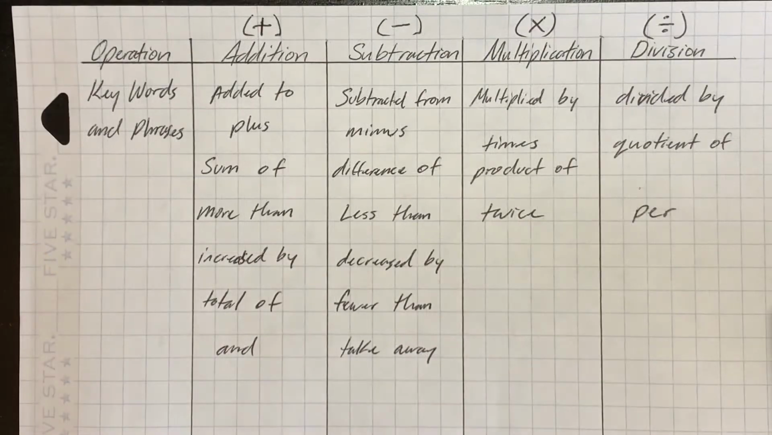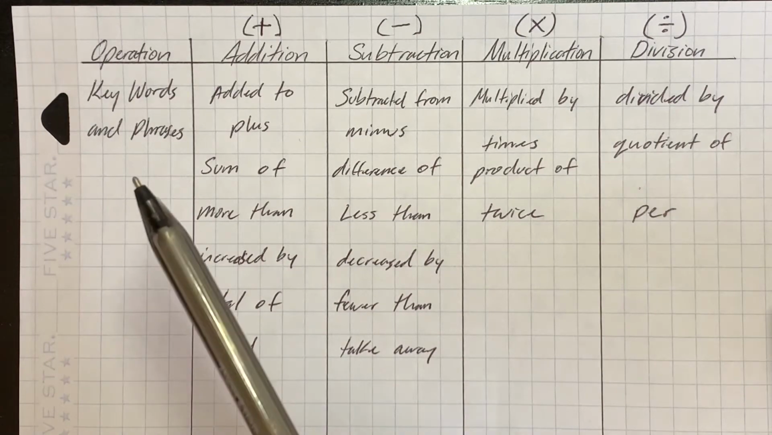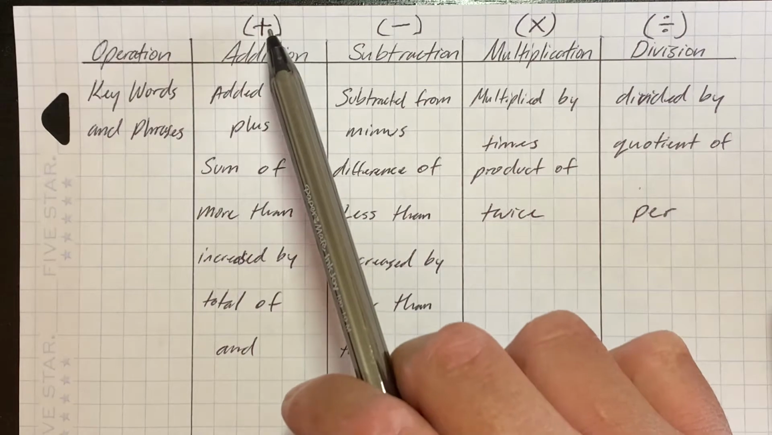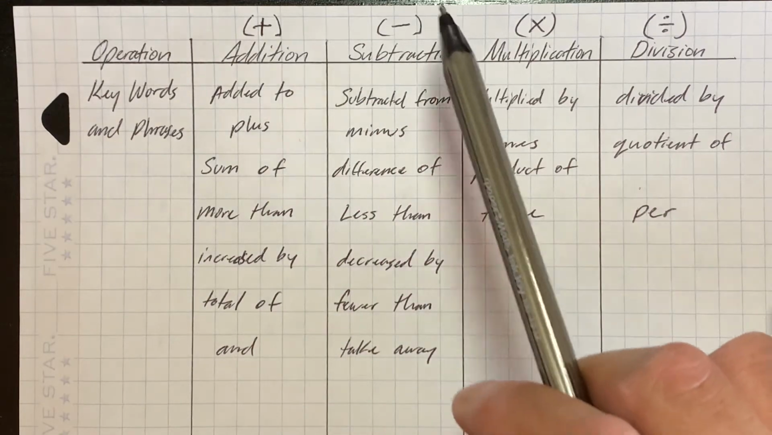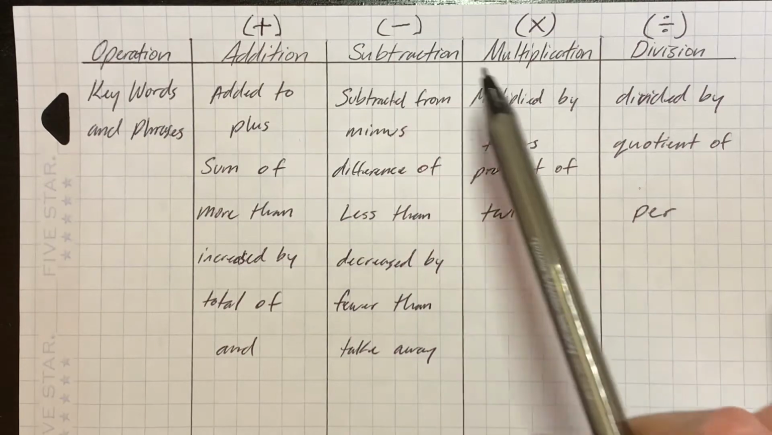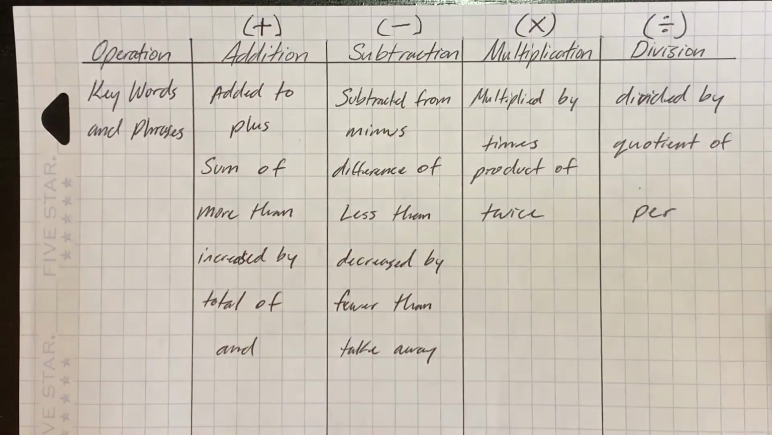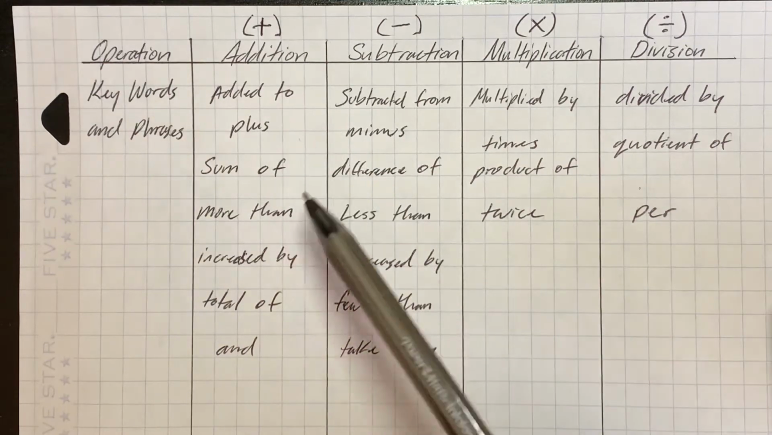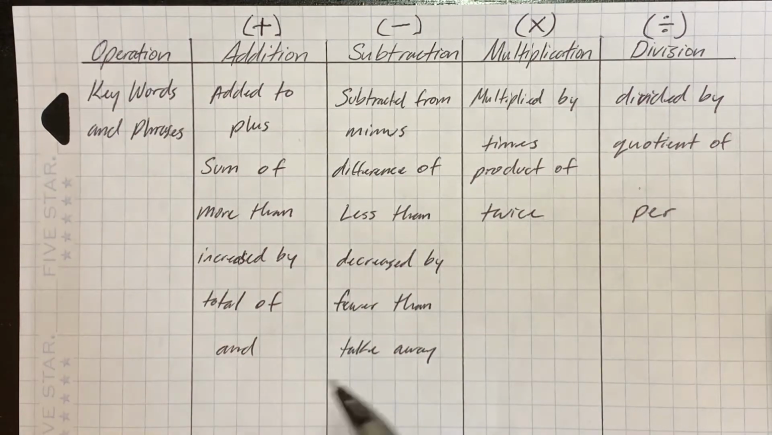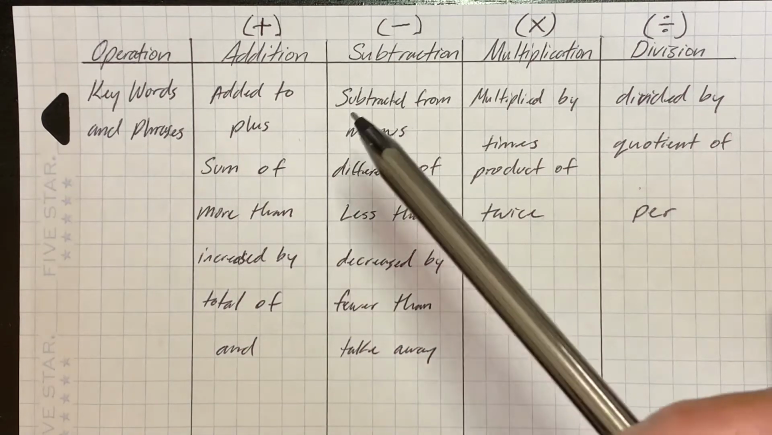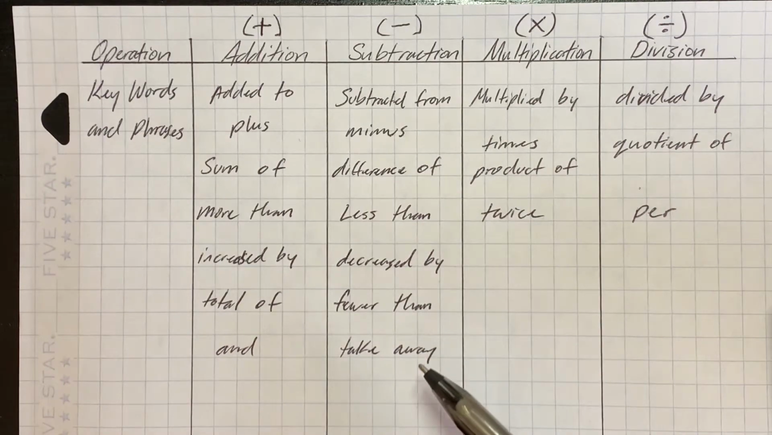To continue with mathematical literacy, here we have different operations. We have addition with the operator sign, the plus sign. We have subtraction with the subtraction symbol, multiplication, and division. Now in operation, we're going to look at keywords and phrases. Whenever you hear added to, plus, sum of, more than, increased by, and total of, they all tell you to add. Subtracted from, minus, difference of, less than, decreased by, fewer than, and take away all tell you to subtract.